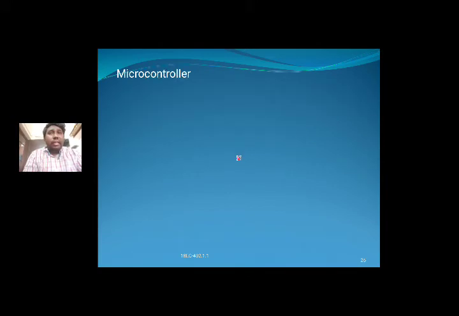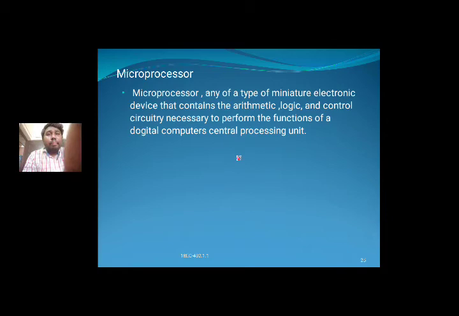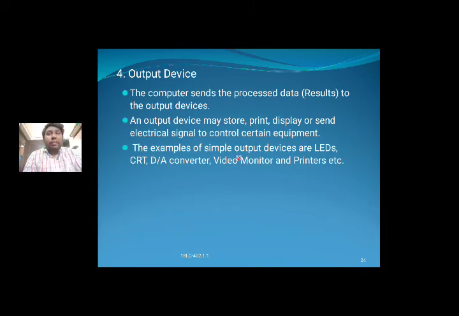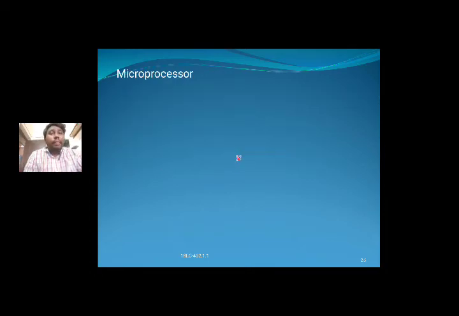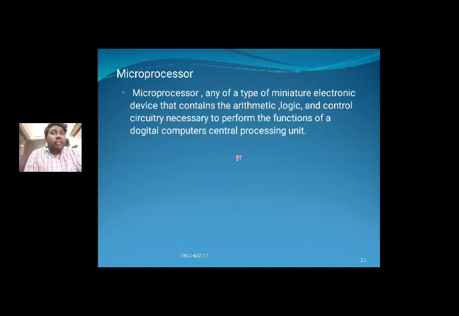And these are the main blocks of the microcomputer. The main blocks are the input devices, output devices, memory and the microprocessor unit. And here a small discussion about what a microprocessor and microcontroller are, with small definitions.